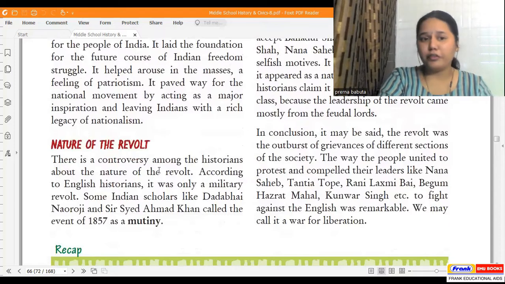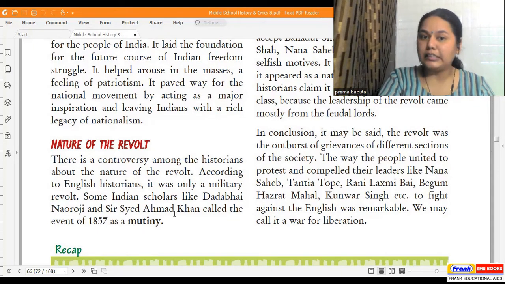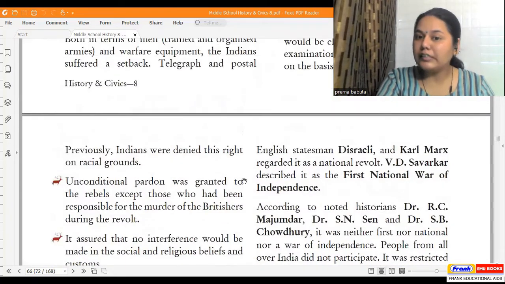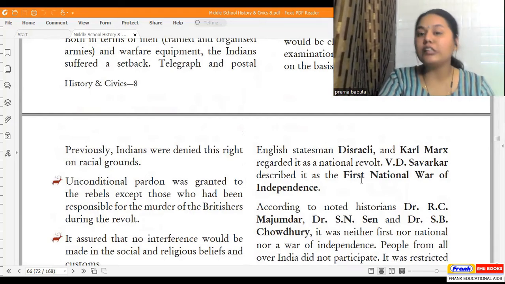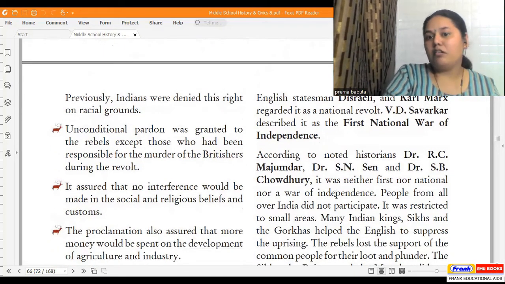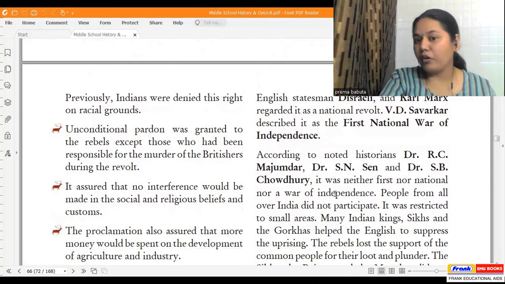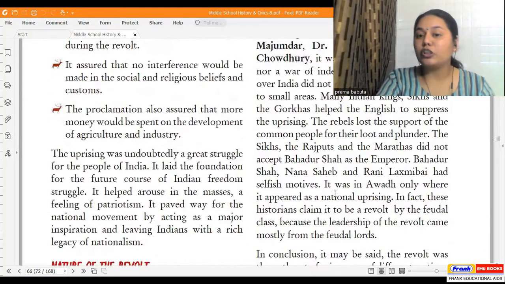Now, what was the nature of the revolt? So there's a controversy among the historians about the nature of the revolt. According to English historians, it was only a military revolt. But some Indian scholars like Dadabhai Naoroji and Sir Syed Ahmad Khan called the event of 1857 a mutiny. English statesmen and Karl Marx, people like these, said this to be a national revolt, and there were others who said that this is the first national war of independence. And then there were some historians who said that it was neither first nor a national war of independence. People from all over India did not really participate, so you cannot call it the national war of independence.